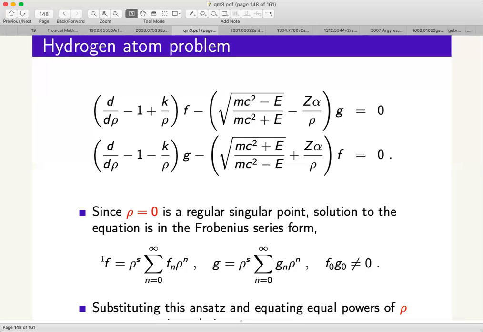For example, suppose you write down f to be in this particular form, and suppose you find s to be, say, half, or 3 by 4, or some such thing. Then you know that if you have a fractional power sitting there, rho equals 0 is a branch point, because of the fractional power. So this function typically has branch point behavior in the neighborhood of a regular singular point.